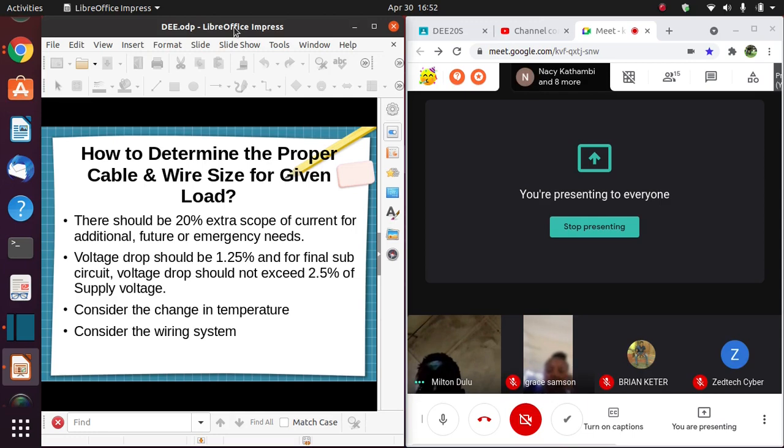Do not be constant. Sati umefanya calculation, umepata that the size of my cable is 10 millimeters, kisha ukeka 10 millimeters. No. In your calculations, always make sure that your final size is 20% more than the rated one, so that it can be able to handle these emergencies, future expansion needs. The voltage drop, allowable limit yake is up to 5%.